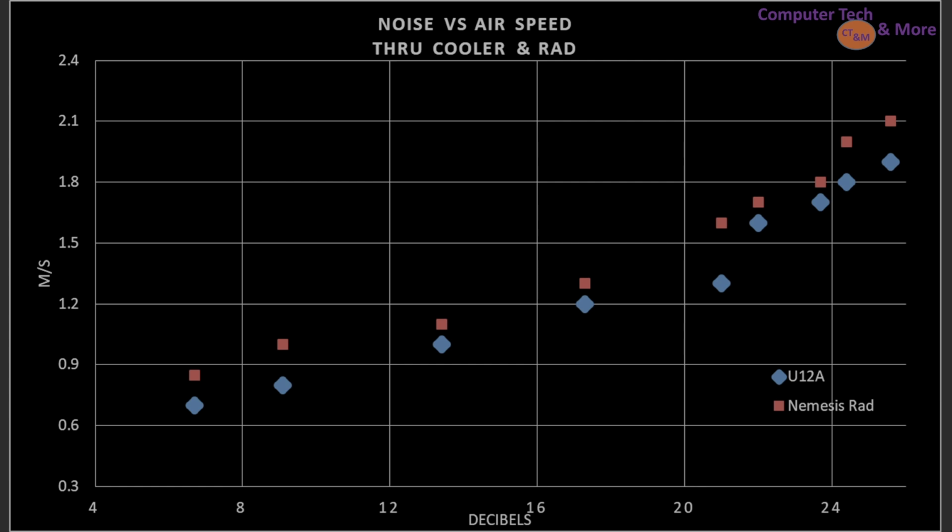So this test is generating data that is not saying that these two coolers have the same cooling potential. This is resistance to airflow. And what I am saying is that the resistance to airflow traveling through the cooler is very similar between the Nemesis radiator and the Noctua U12A. The radiator actually appears to be slightly easier for air to travel through than the Noctua air cooler, because otherwise the radiator would be lower in terms of air speed at each decibel reading than the air cooler.